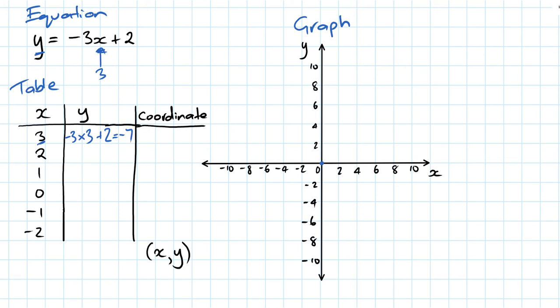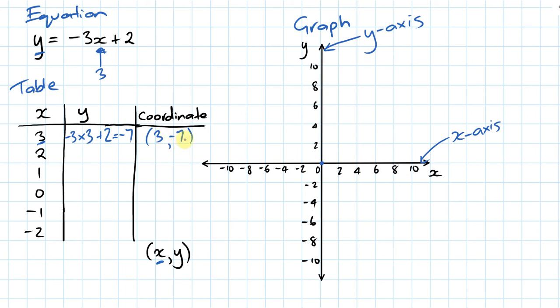So from this substitution I can now come up with a coordinate, which is just a point. Coordinates are written in brackets with a comma between the x and y value. The first value in the brackets is the x value, which in this case is 3. And then we have the y value, which is negative 7. Now from that coordinate, I can plot it on my xy grid. And just notice that on an xy grid we have an x-axis, which is horizontal, and a y-axis, which is vertical.